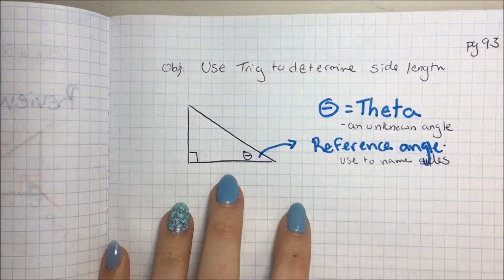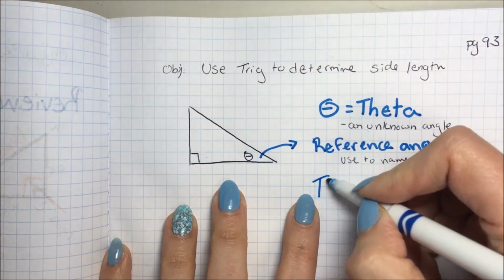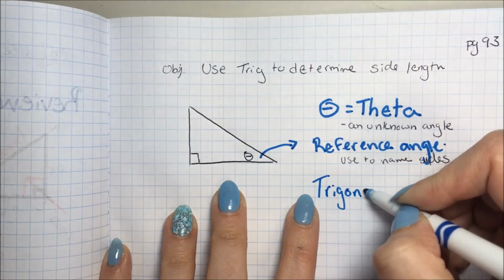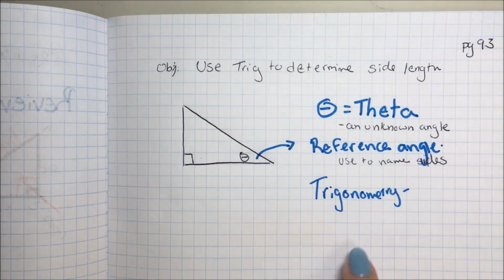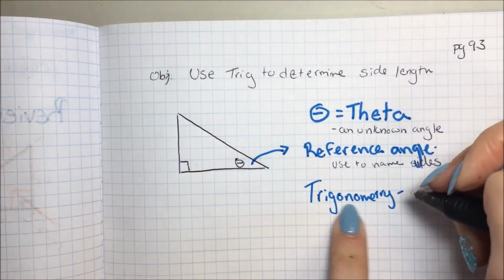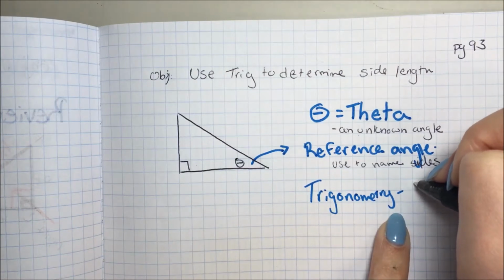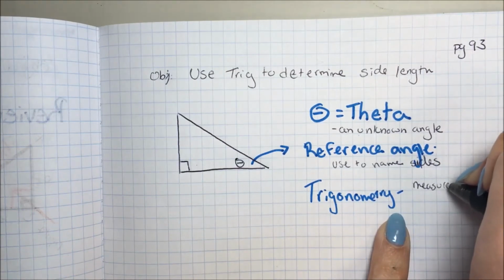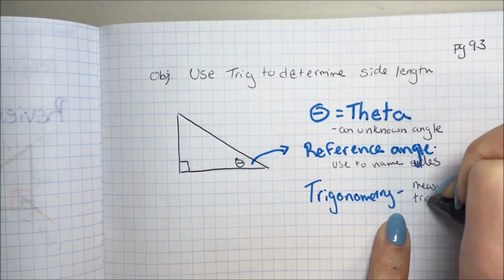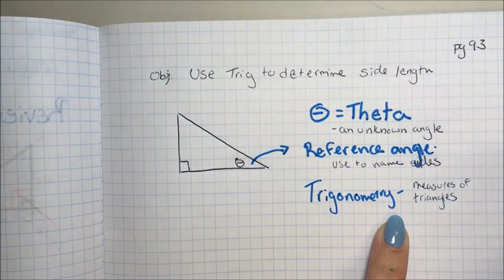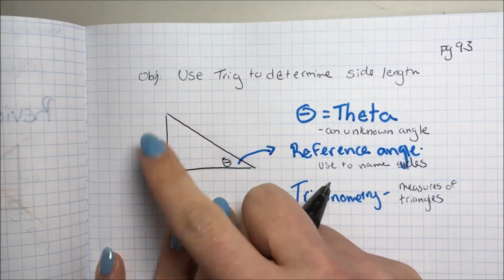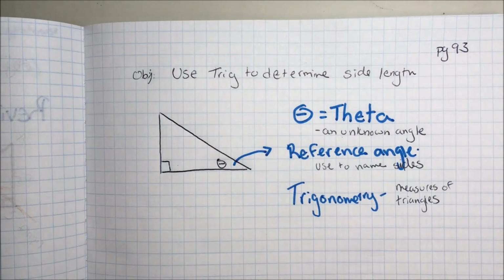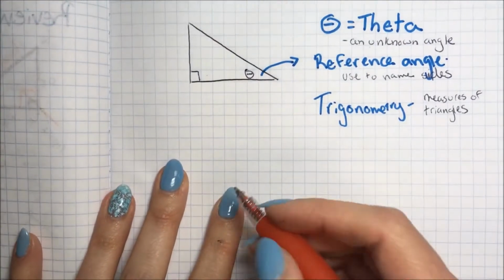And last but not least, and I'm going to talk about this more in a minute, we are studying trigonometry. And that literally just means the measures of triangles. Metry means measured, trigo means triangle. So what trigonometry does is it relates the angles to the sides and tells us that based on the angle, we could probably figure out what these other sides are. Okay? So here's the really important key for today.